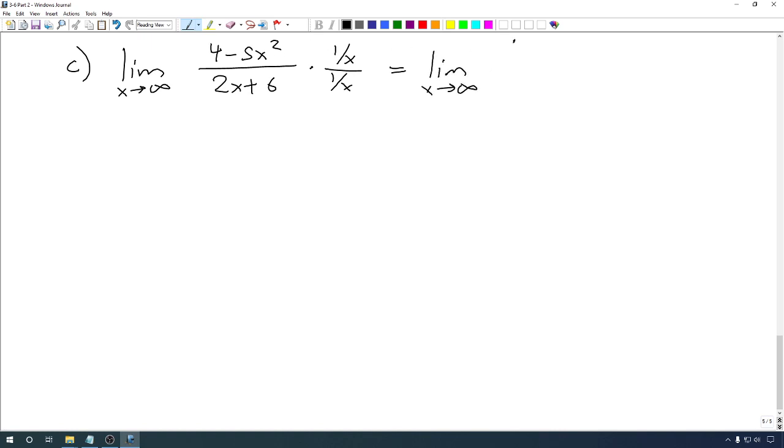If I distribute that, we have a 4 over x. Here we have a minus 5x squared divided by x. That will cancel out one of the x's. We're actually still going to have an x on top this time. The 2x becomes just a 2 when we divide by x. And finally, we're going to have a 6 over x. As we let x go to infinity, this part goes to 0. The 2 stays the same. The 6 over x also goes to 0. But negative 5x, as x goes to infinity, is going to minus infinity. So we actually did have an infinity in this computation.